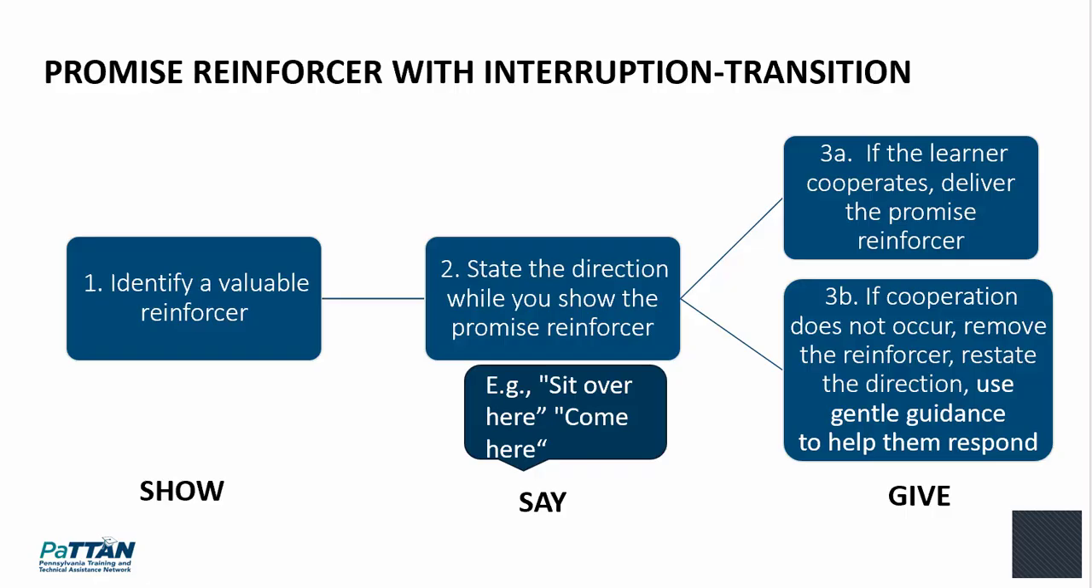But if they present challenging behavior, which is anything that attempts to avoid or escape the transition, you're going to quietly remove the promise. So you're no longer showing the promise. You're going to calmly say the direction again. And you're going to provide a little support to help them respond successfully.